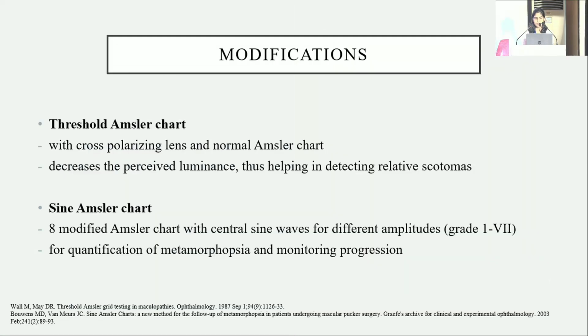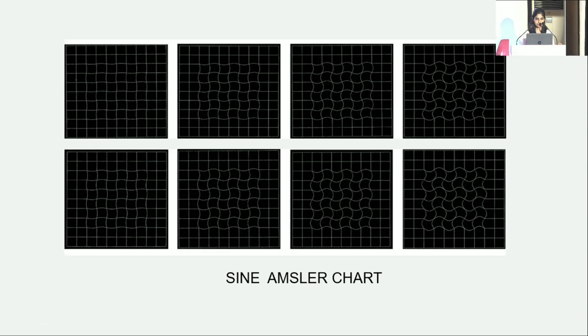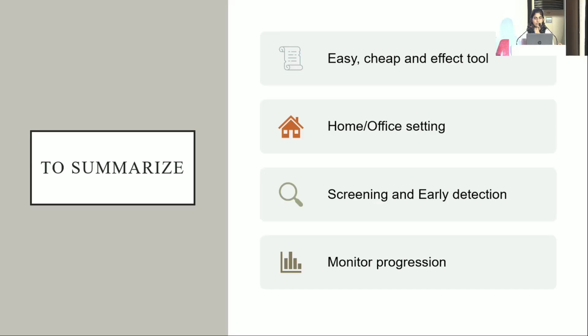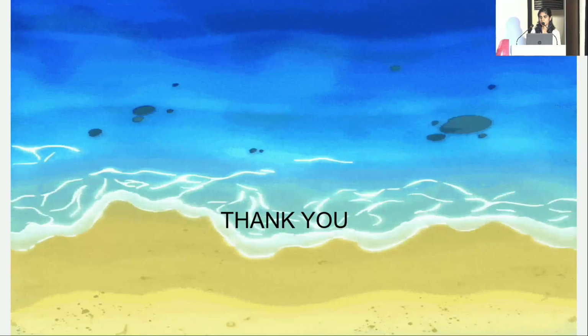Now there are many modifications, such as the threshold Amsler's chart, which uses cross-polarizing lenses along with the normal Amsler's chart, and the sine Amsler's chart, which has increasing amplitudes of distortion. They help to quantify the metamorphopsia and monitor progression. So this is an example of a sine Amsler's chart. So class, Amsler's chart is a very easy, cheap and effective tool which can be used at home and in the office setting for screening, early detection, and to monitor the progression of the disease. Thank you.